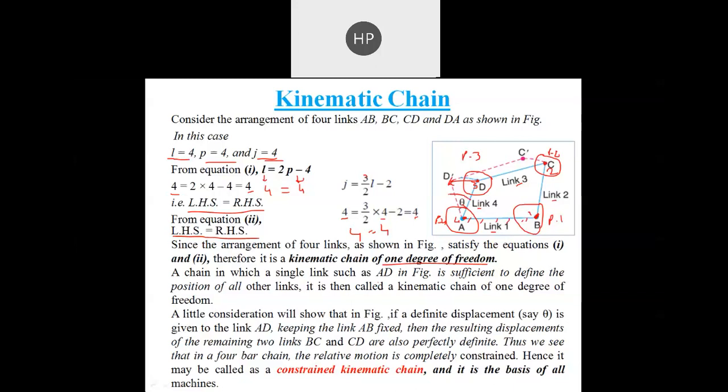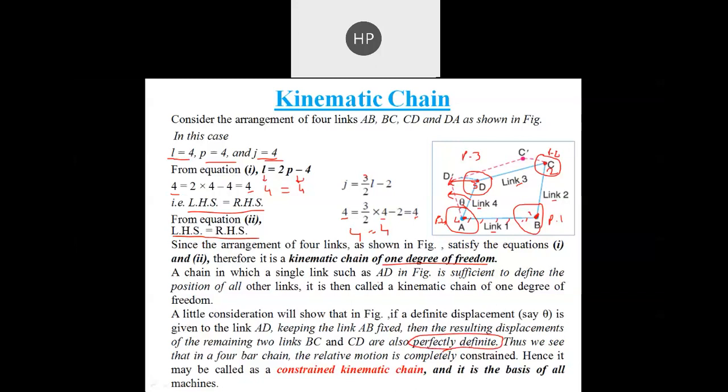Okay, and then if you rotate it, link 3 and link 4, link 2 have a certain motion. So one consideration is that if a definite displacement theta is given to this AD, keeping the AB fixed, here this AB link is fixed, then the resulting displacement of the remaining two links BC and CD are also definite. So it is only definite in a particular direction, it cannot go outside that region.